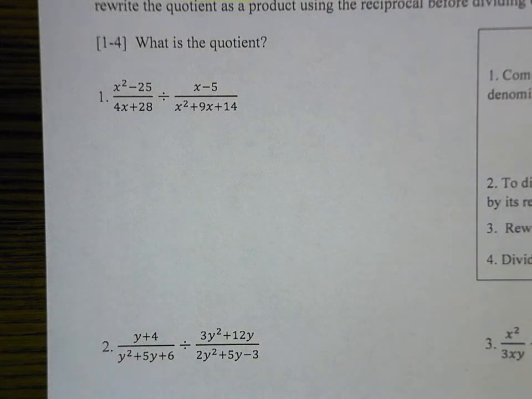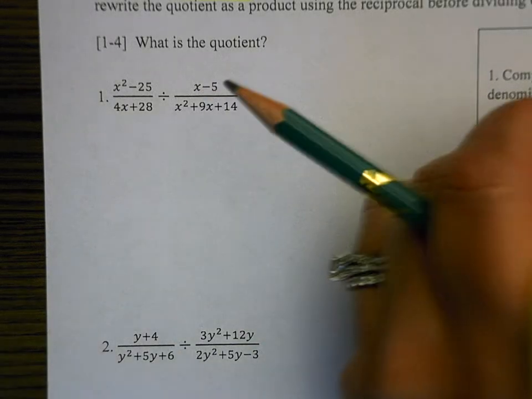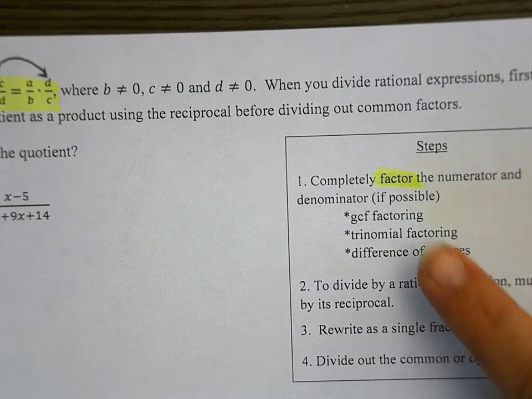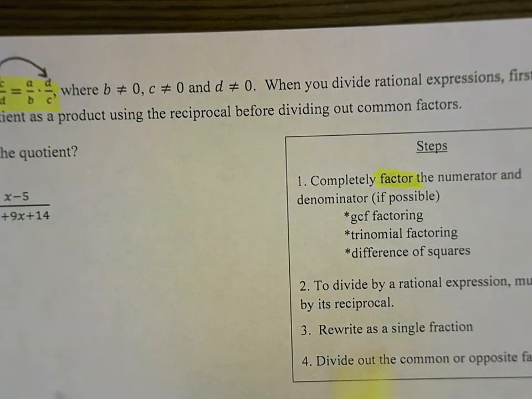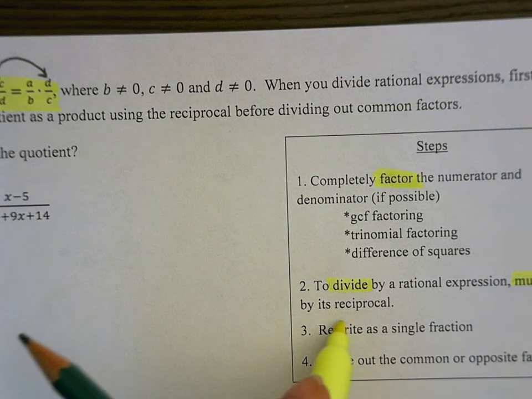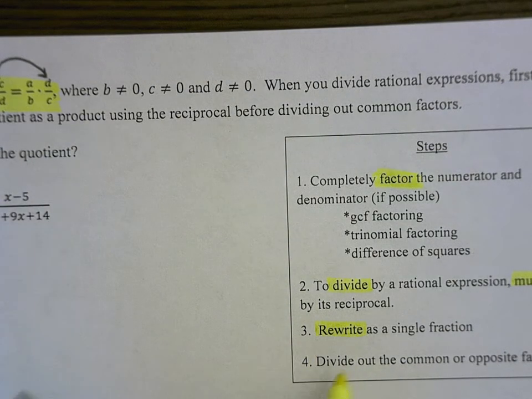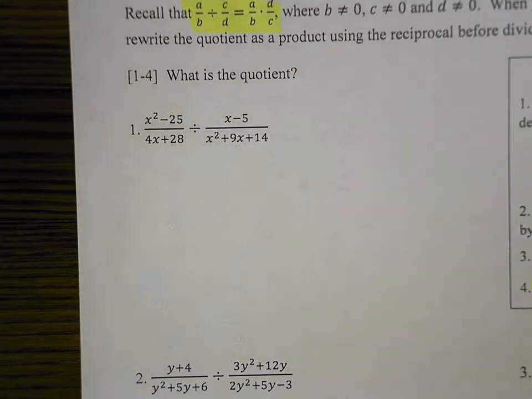Okay, so let's go ahead and take a look at question number 1. Again, this does not go away. Factor, people. We need to factor it. We'll switch the division to a multiply problem, and then we'll do a rewrite, so to speak, right? And then we will divide out our common factors, okay? All right, so we're going to factor.